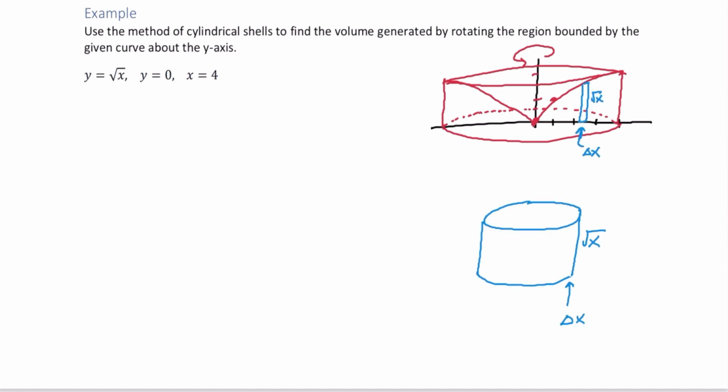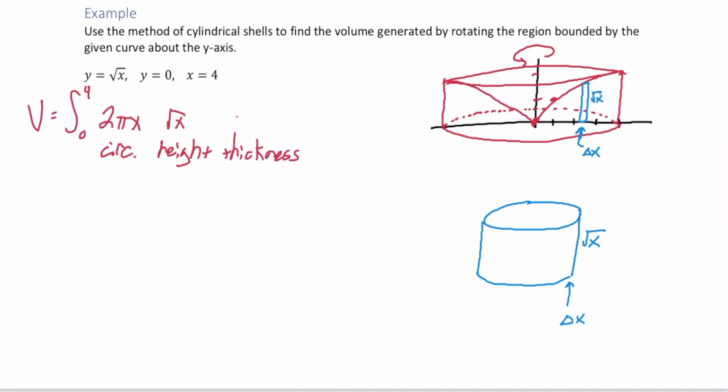delta x. So the volume is the integral from 0 to 4 of the circumference, which is 2 pi x, times the height, which is, in this case, the square root of x, times that thickness of the shell, which is delta x, or dx. If we simplify this, we can rewrite this pulling out the constant 2 pi. We have the integral from 0 to 4 of x to the 3/2 dx.